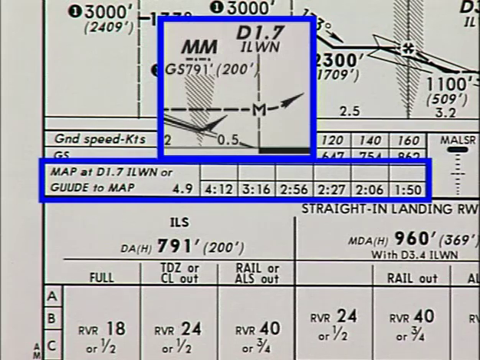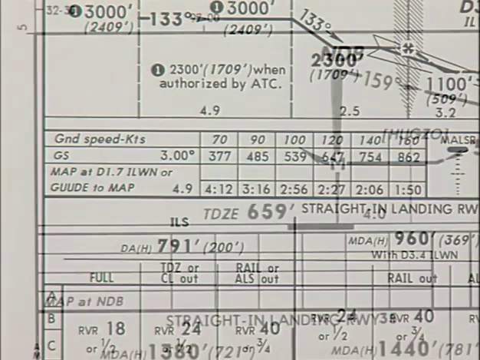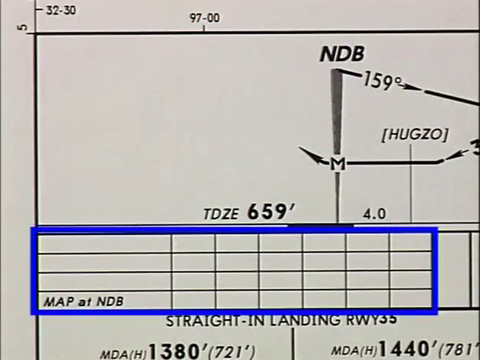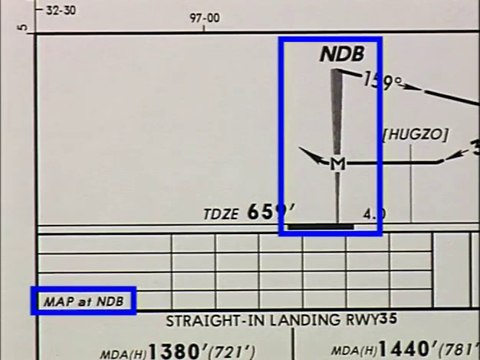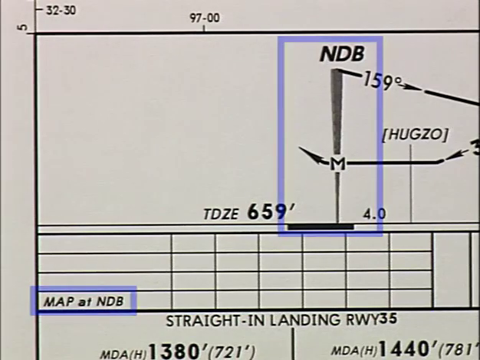Whereas the MAP for an approach using glide slope information occurs approximately 1/2 mile from the threshold when you reach the decision altitude while on the glide slope. When the conversion table is blank, the missed approach point is not based on elapsed time or ground speed, but rather is a specific point. The MAP in this example occurs at the NDB, which is located on the airport.